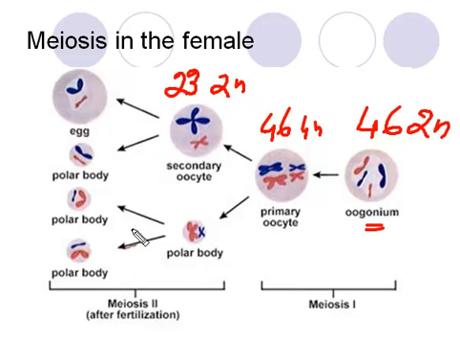Each one of them divides, and so you get 4 at the end. So then this is the ovum, which will have 23 chromosomes and N DNA. You can see the DNA has become half of this. There were 4 here, so you can see this half, and then you have the 3 polar bodies.